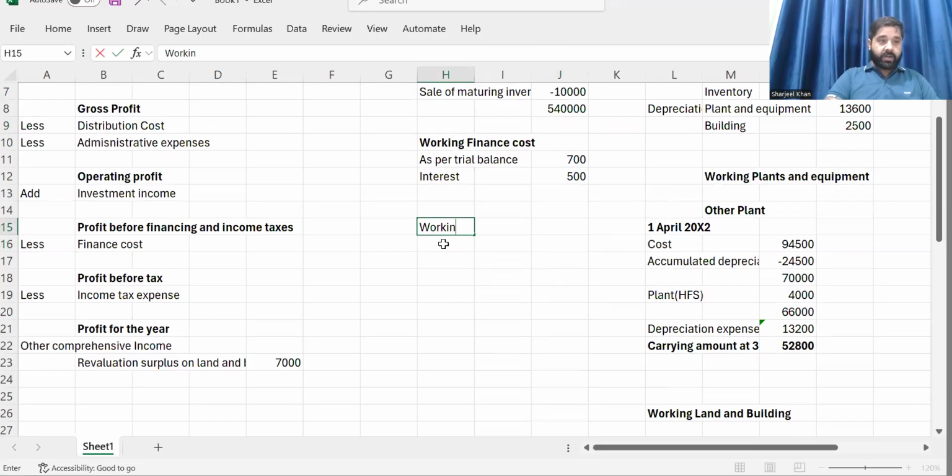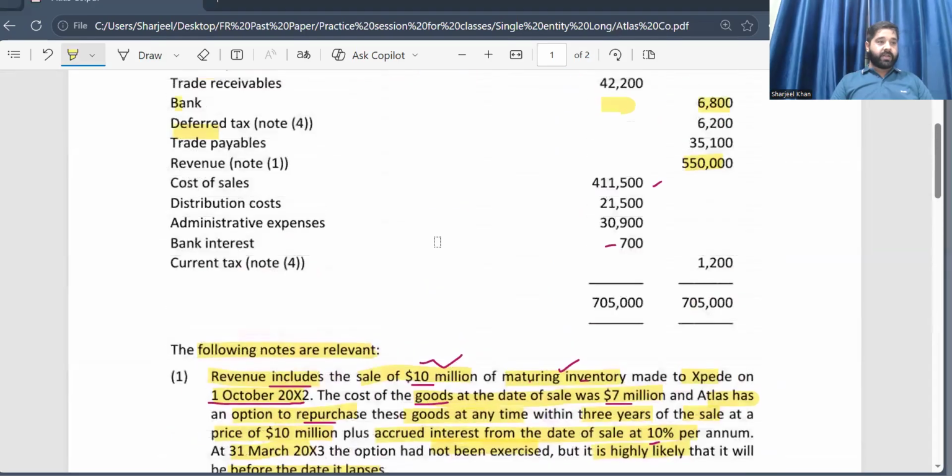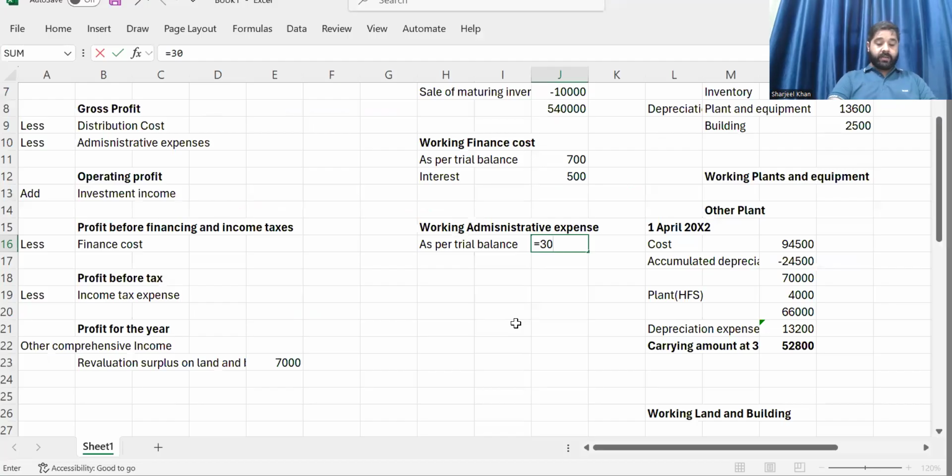So let's make a working for administrative expense. The balance is from the trial balance, which is how much for the administrative expense? It is 30,900, right? 30,900.